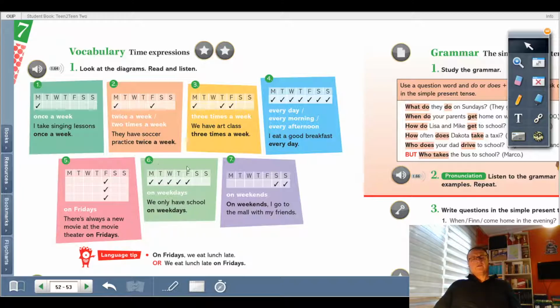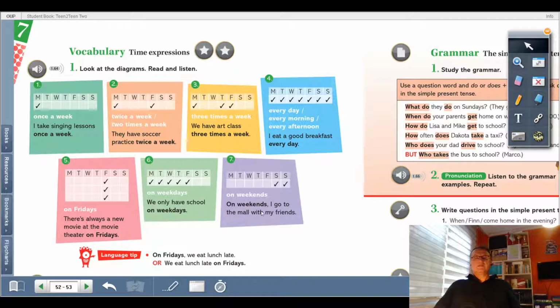So look at here for the week. Monday, Tuesday, Wednesday, Thursday, Friday. Saturday and Sunday are empty. So we just say weekdays, not weekends. On weekdays. We only have school on weekdays. Monday, Tuesday, Wednesday, Thursday, Friday. So on weekends, we just say for Saturday and Sunday, no. For Monday to Friday, no. Just for Sunday and Saturday. So we say on weekends.